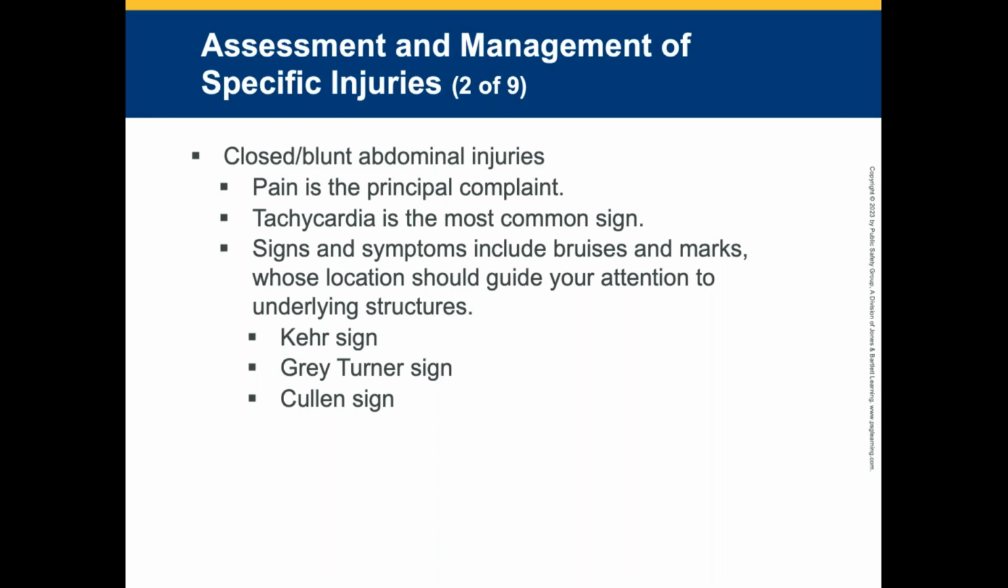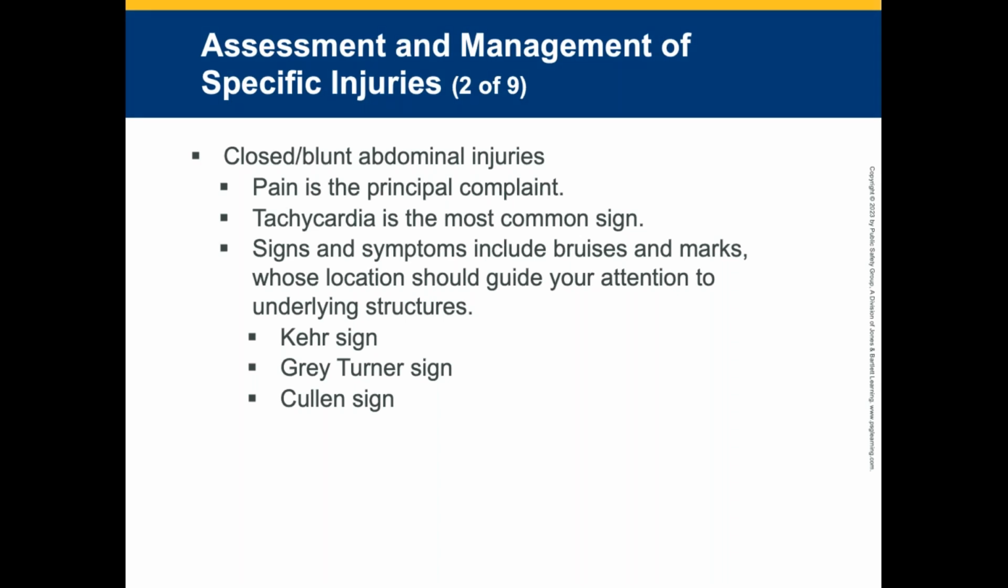The signs and symptoms of the blunt injuries include bruising or other visible marks whose locations should guide your attention to the underlying structure, right? So we have Kehr's sign, Grey Turner sign, Cullen sign. I'll kind of go over those with you guys really quick. Kehr's sign is pain in the tip of the left shoulder due to bleeding in the peritoneal space as a result of injury to the spleen. So splenic injuries, pain in the left shoulder is called Kehr's sign.